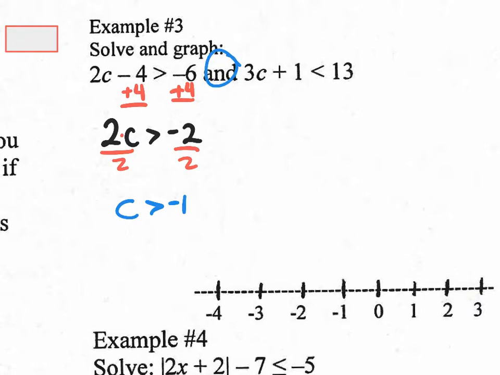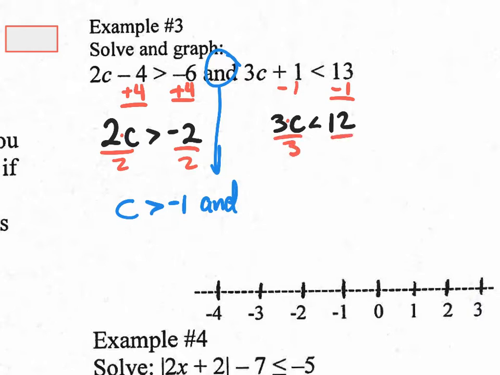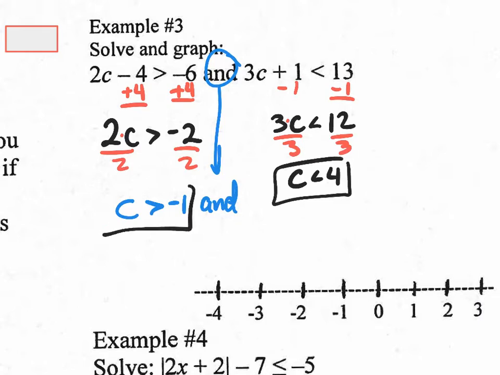Okay, now we have the word and, not the word or. Or means apart, and is technically together. Okay, let's do the other one. Minus 1, minus 1. We have 3c is less than 12. And for my final step, to get rid of the multiplication of 3 in front of the c, I would have to divide by 3 and divide by 3, which means c is less than 4. So we have this answer, and the word and between it, which means that it should be written together.